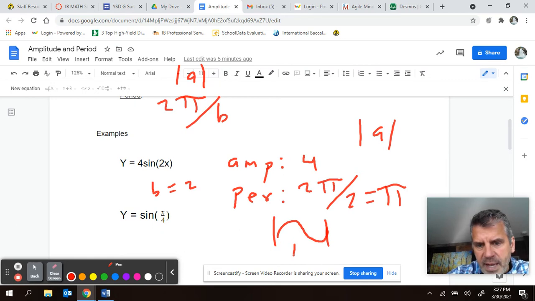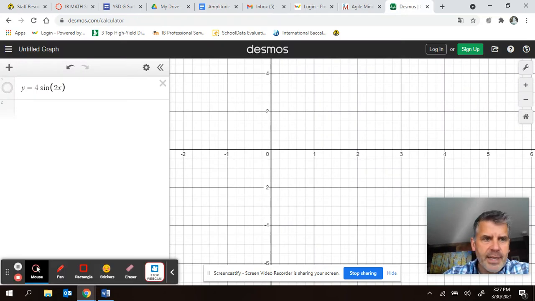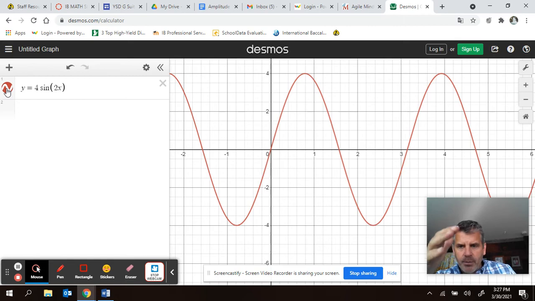Well, what is that period? Well, that distance from there to there should be pi. So let's jump over here to Desmos and check that. If I turn this on, we should be able to see there's lots of waves here. What I want you to do is focus. Where is that period of pi taking place?